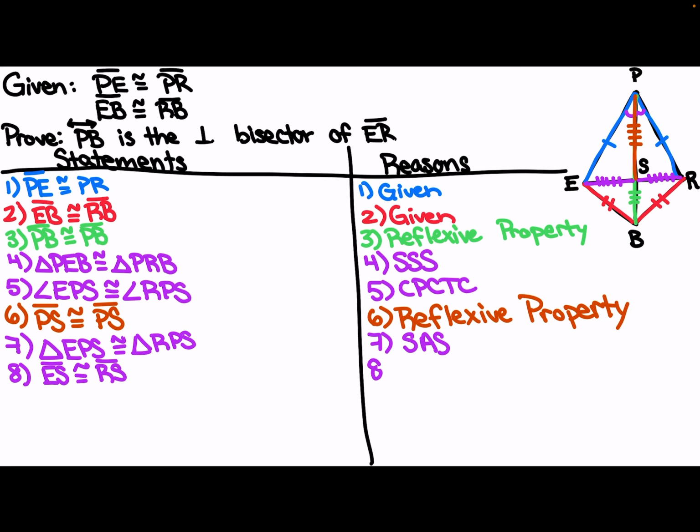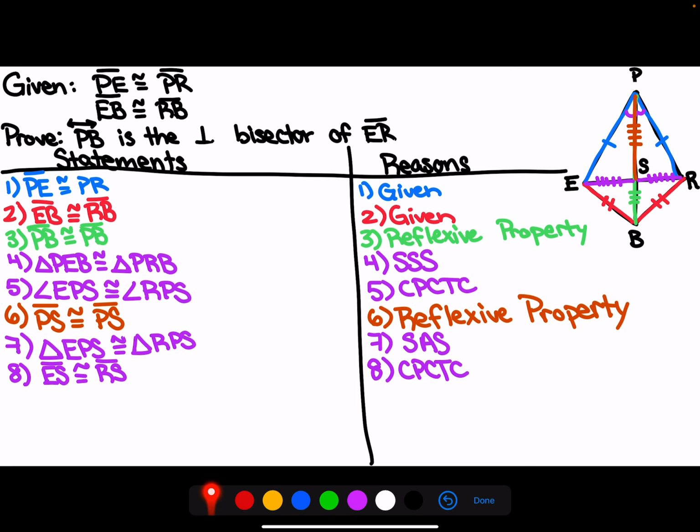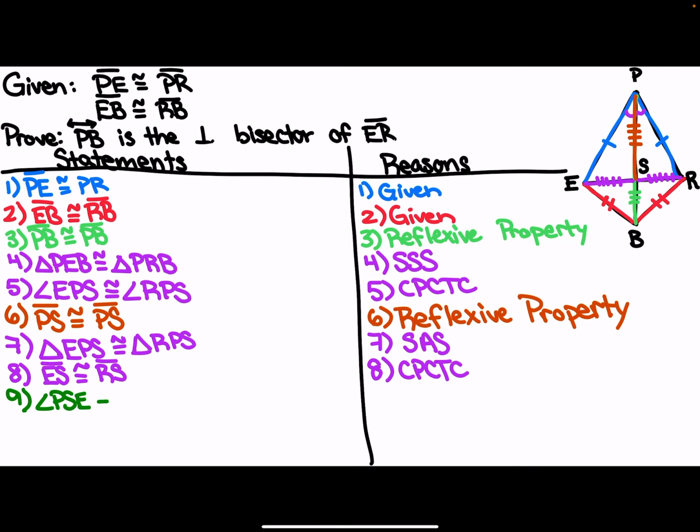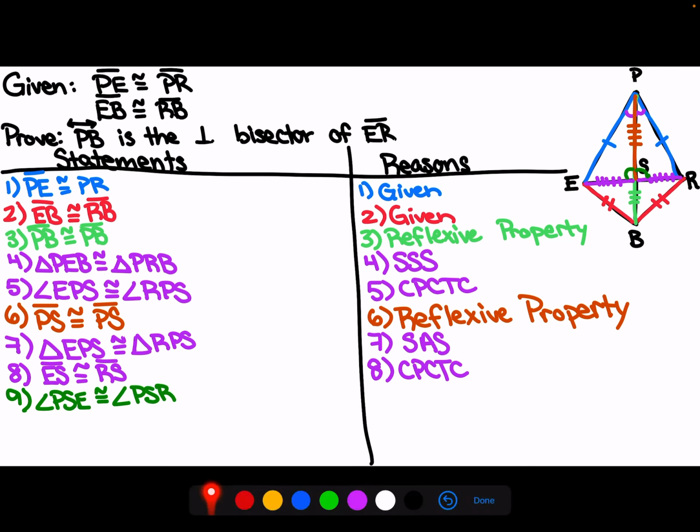Now we move towards the angles. We want to prove that it's perpendicular as well. So angle PSE is congruent to angle PSR. And again, that goes back to the CPCTC. The triangles are congruent. The angles are corresponding parts within those triangles. So therefore, the corresponding parts of congruent triangles are congruent.